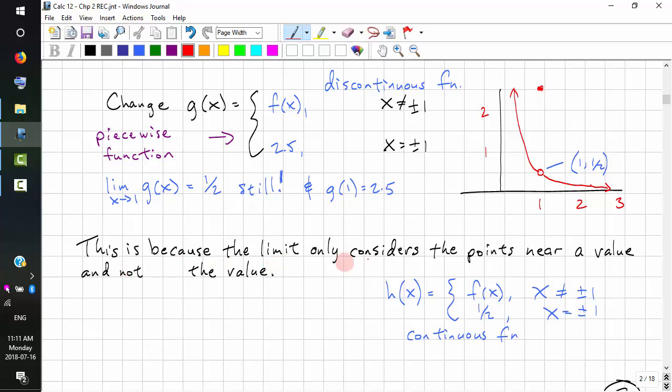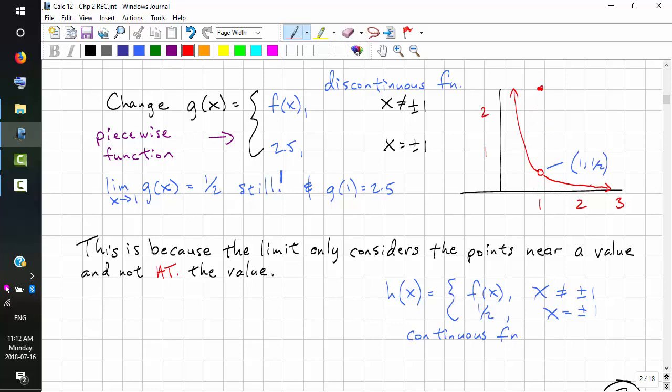And this is because the limit only considers a point near a value, not at the value. It's important. The limit is concerned about what happens when we get close to the value 1, not at the value 1.